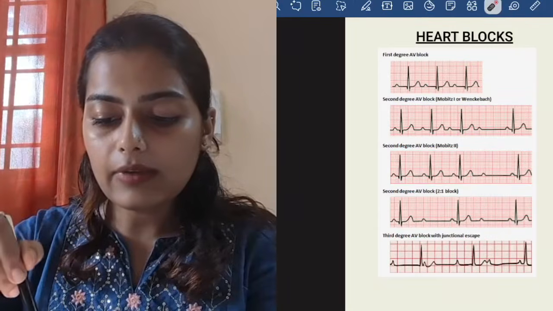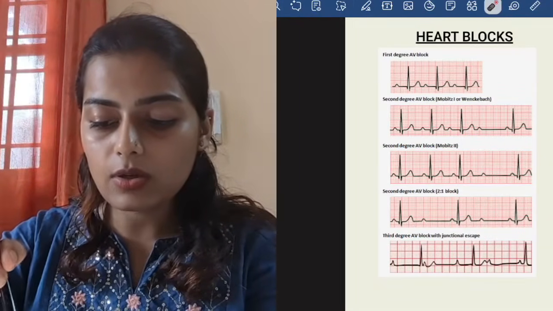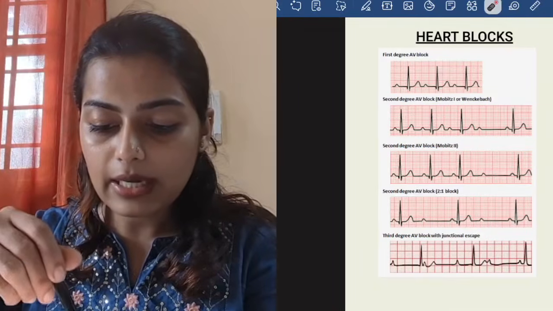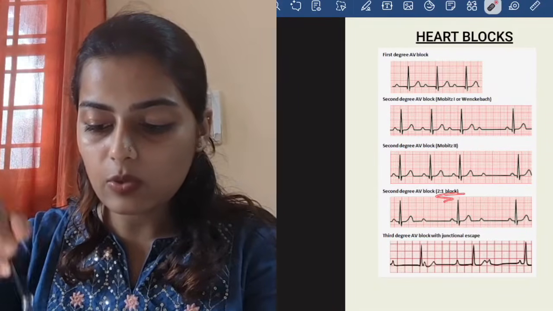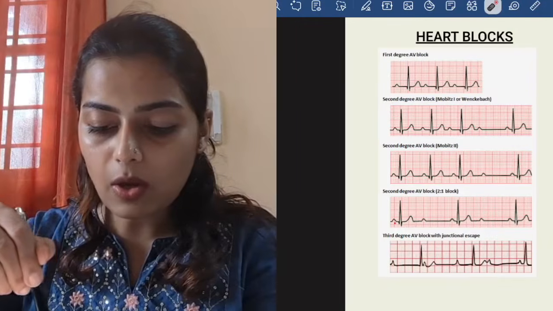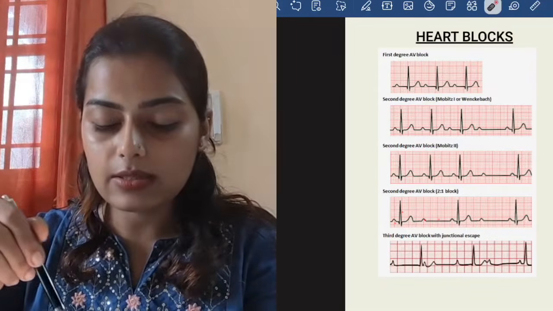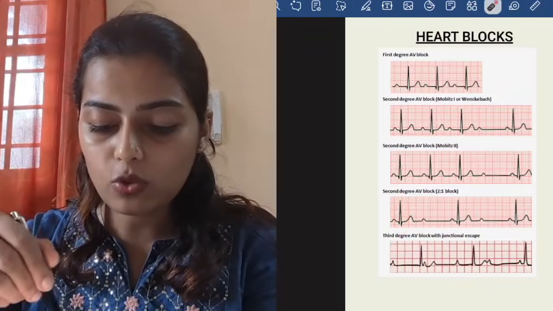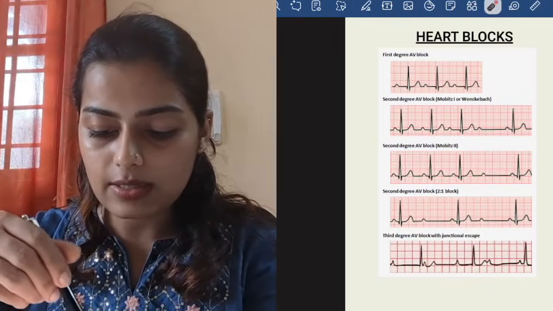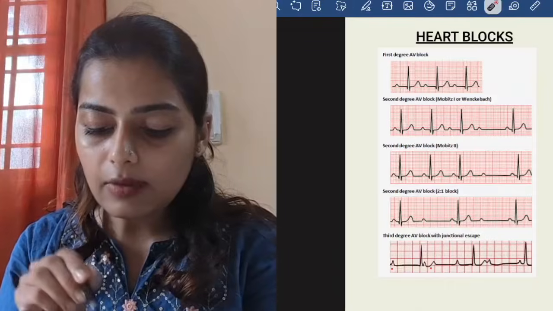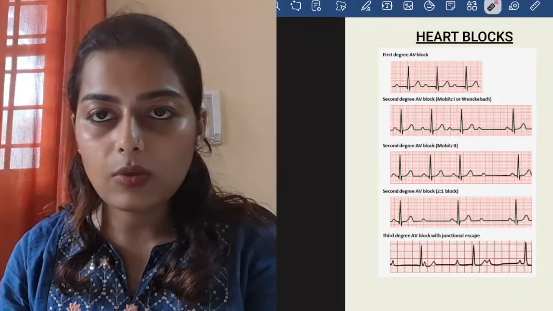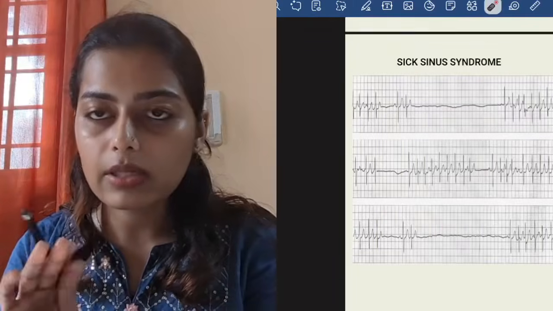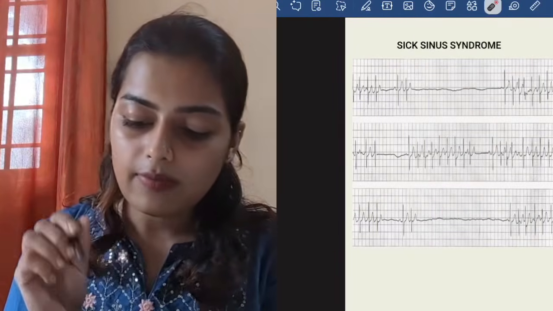Second degree: the PR interval keeps on prolonging until a missed QRS occurs. That is Mobitz type 1. Second degree Mobitz type 2: the PR interval is fixed, but in between a missed QRS beat occurs. 2:1 block: alternating missed beat is there. That is, one P wave followed by QRS, the next P wave not followed by QRS. For two P waves, only one QRS is there. Then third degree AV block: there is no relationship between P wave and QRS. PP interval and RR interval are constant, but there is no relationship between P wave and QRS.